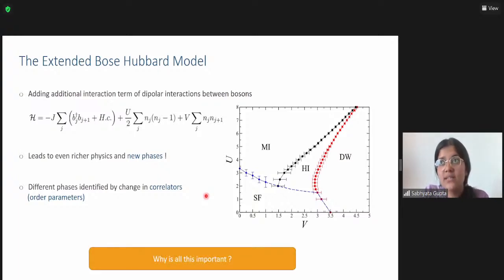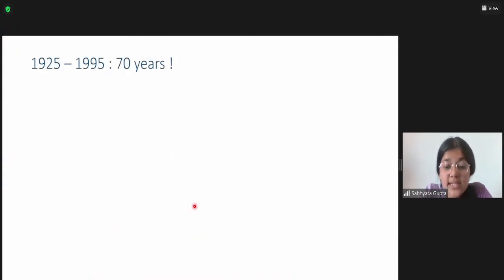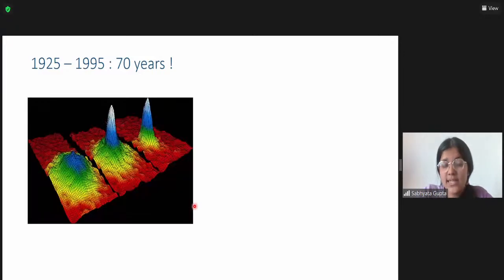Now you might wonder why this is all even important. We are identifying new phases one after the other, but why is it even relevant? In 1925, the Bose-Einstein condensate was theoretically predicted by Albert Einstein and Satyendranath Bose for the very first time, but only in 1995, which was 70 years later, was it experimentally first realized by Wieman and Cornell. And once it was experimentally realized, it gave a thrust to this field.